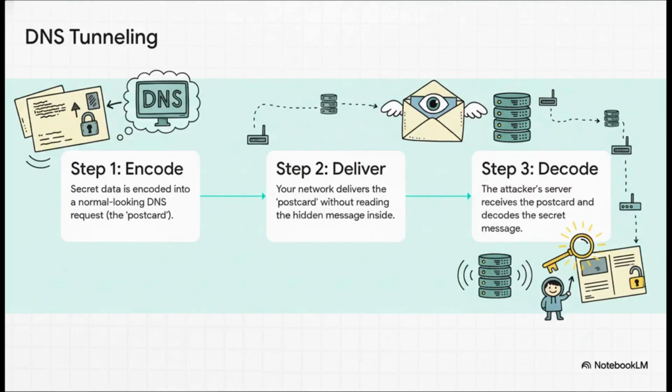Let's make this even clearer with DNS tunneling, using this postcard analogy. So step 1, the attacker takes a little piece of secret data and writes it in code on a postcard. That postcard is really just a DNS request. Step 2, your network is the mailman. It sees the address, doesn't care about the message, and just delivers the postcard. And finally, step 3, the attacker's server gets the postcard, reads the coded message, and gets the secret info. Simple, effective, and man, is it hard to spot.